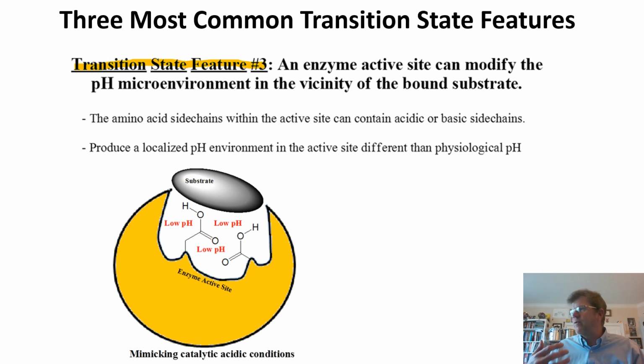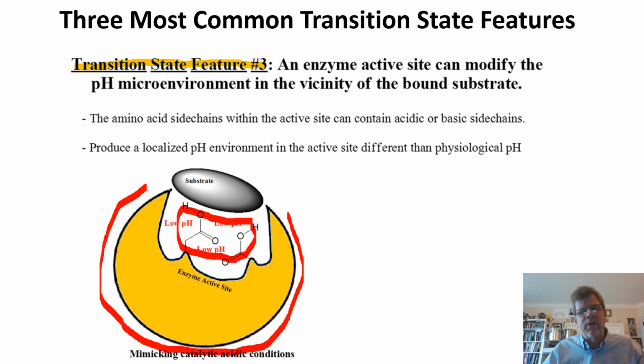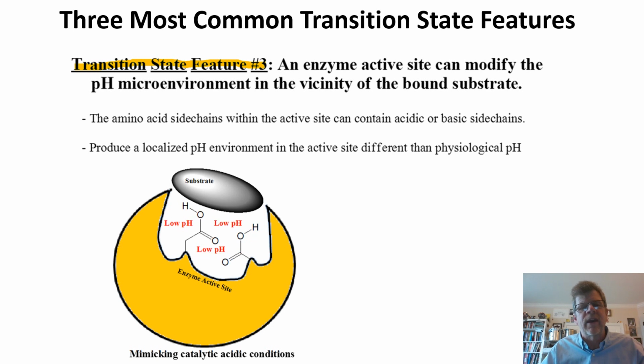Just for review, a low pH means acidic. High pH would mean basic. So notice that low pH, that catalytic acidic environment, is only within the active site. It is not within the surroundings. So we call that a pH microenvironment just within that active site. We create an area of low pH acidic conditions which can increase the rate of conversion of this substrate to its product.